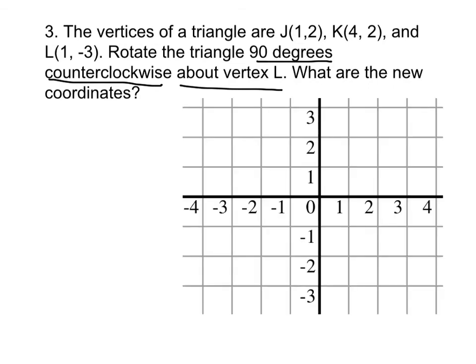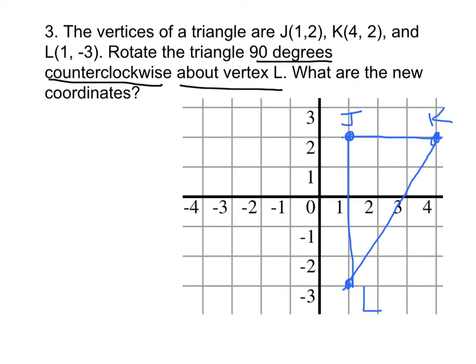So now I'm going to graph my 3 points. So J is at (1, 2). K is at (4, 2). And L is at (1, -3). And then if I connect these dots to make our triangle, there's our triangle. Triangle JKL. Now this is where it gets a little tricky.